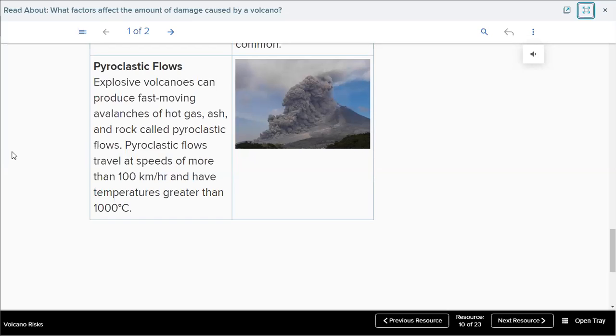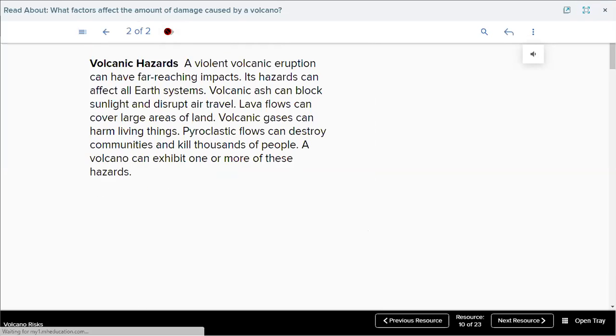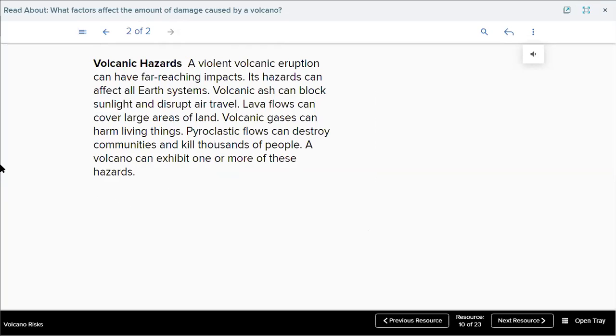So they have high speed, moving at 100 kilometers per hour, and also a temperature greater than 1000 Celsius, because they were produced from the inside of the volcano, which contains igneous rocks. So its temperature can reach 1000 Celsius. So it's very, very hot. Okay, so all these are harms of volcanoes that can be produced. Okay, guys, understand me? So, volcanic hazard.